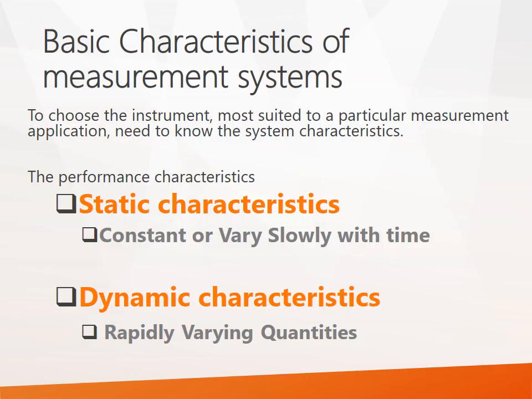Now we'll see basic characteristics of measurement system. A knowledge of the basic or performance characteristics of an instrument is essential for selecting the most suitable instrument for a specific measuring job. It can be divided into two categories, that is static characteristics and dynamic characteristics. The static characteristics are constant or varying slowly with time, but the dynamic characteristics are rapidly varying quantities. Now we'll see one by one.